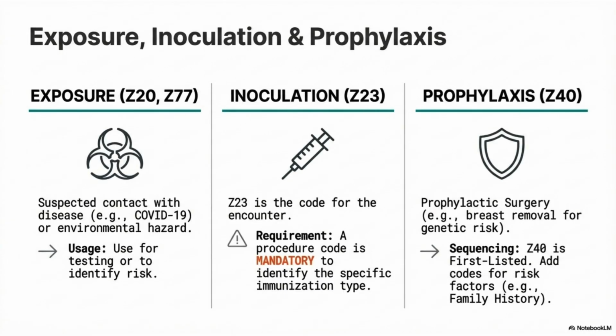This slide highlights three types of encounters that often look similar but serve very different purposes. Exposure codes are used when a patient may have come into contact with an illness or environmental hazard and needs evaluation. Inoculation visits are for immunizations, and while Z23 captures the purpose of the encounter, the specific vaccine is identified with a procedure code. And prophylaxis codes are used when a patient receives preventive care, such as a surgery done to reduce future risk, and these are reported first because prevention is the main reason for the visit.